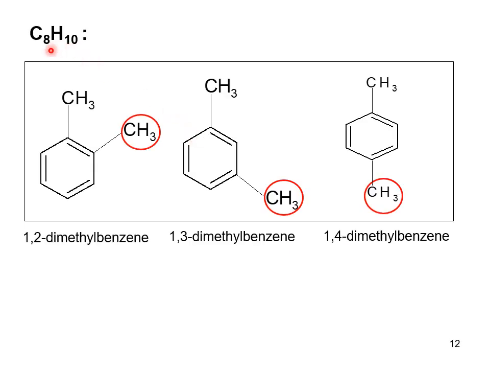The next example, C8H10. C8H10 has a benzene ring, and then there are two substituents, CH3, CH3. The first structure is at position C1 and C2, that's why the name is 1,2-dimethylbenzene. For the second structure, position 1 and 3, 1,3-dimethylbenzene. And the third one is at position 1 and 4, 1,4-dimethylbenzene. So these three are positional isomers, with the substituent at different positions.